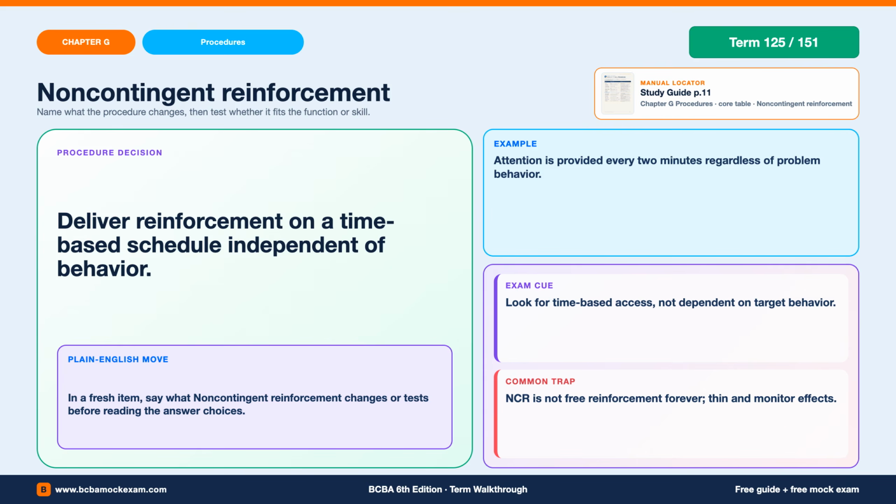So in an exam item, let the wording guide you. If the stem is pointing to time-based access, not dependent on target behavior, use that detail to decide. The short rule is deliver the reinforcer before problem behavior has to ask for it.